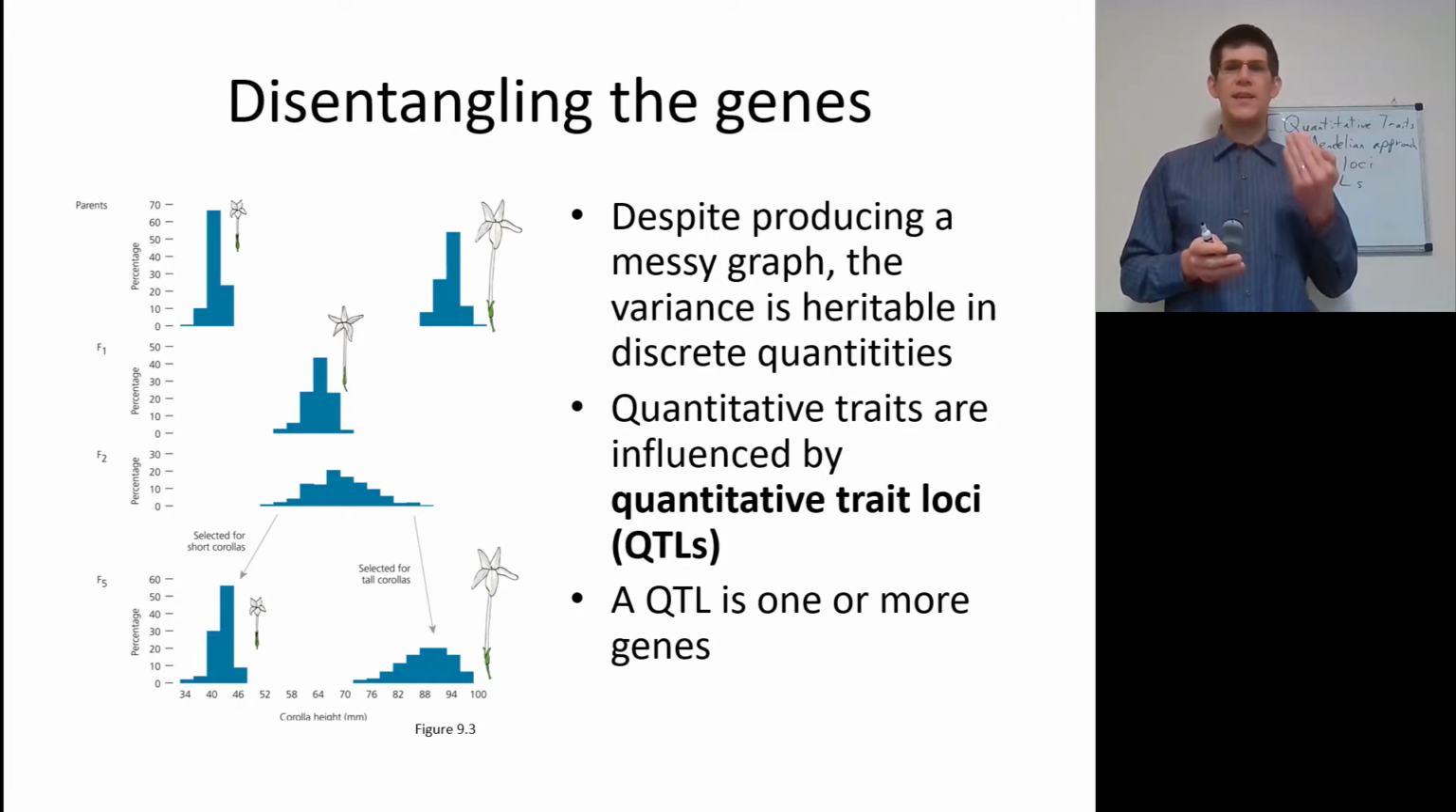And that quantitative trait locus could be just one gene, or it could actually be a couple genes acting in tandem, perhaps even under the same transcription factors and under the same promoters. Ooh, spooky. So disentangling these is complicated. So how can we do this?